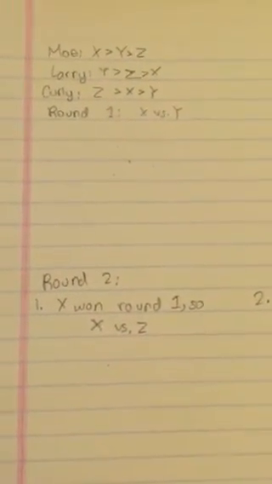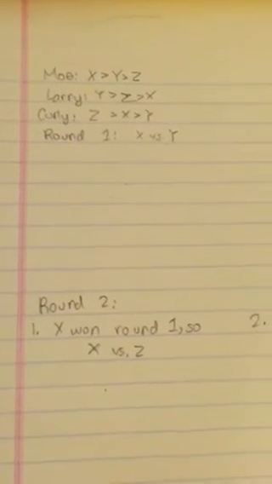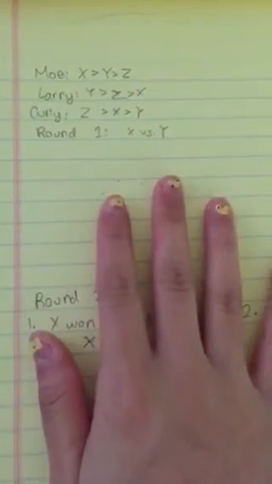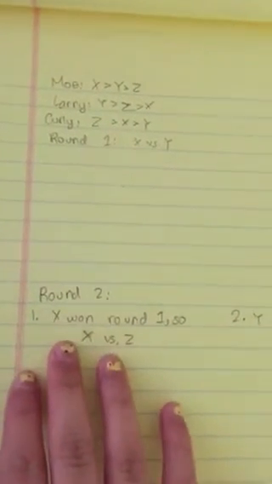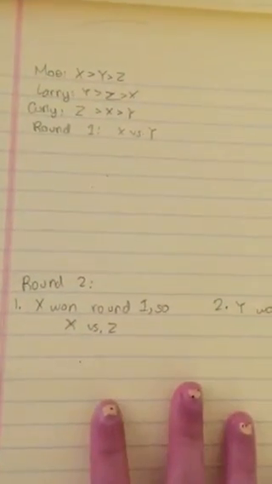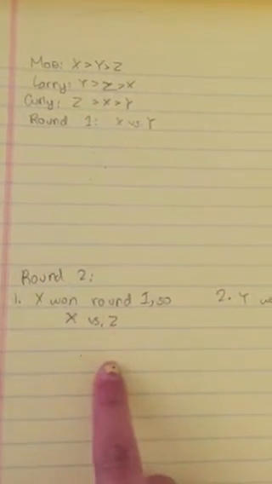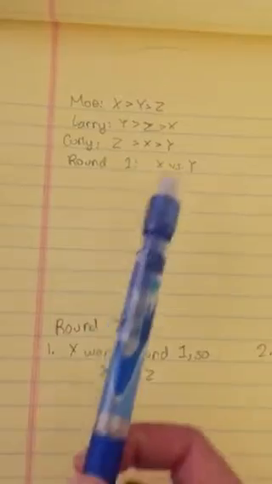So we know that X and Y are in the same political party. So X and Y are going to compete together in the primaries before either X and Z or Y and Z compete in the general election. So in round 2, we know that there are two possible scenarios. The first scenario is X wins round 1, so X versus Z in round 2, or Y wins round 1, so Y versus Z in round 2.